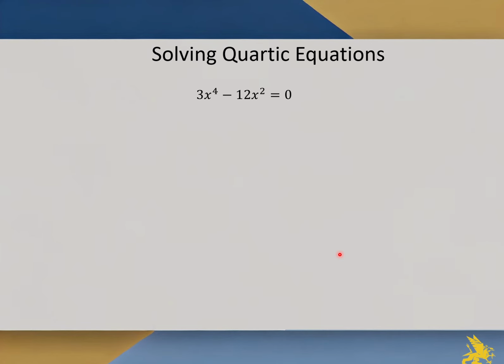Let's look at this. Solving a quartic equation: 3x to the power of 4, take away 12x squared equals 0. The first thing I can see here is they both have something in common. They both have 3x squared in common. So that is what I'll be factoring out. I'll be factoring that out, and that leaves me with x squared take away 4.